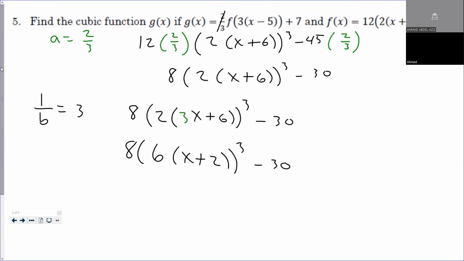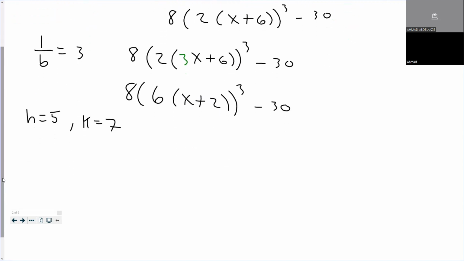And that takes care of this 3 inside that g of x. And the last thing I have is an h value of 5 and a k value of 7. And I'll apply that as well to the last formula that I have. Is 8 times 6 times x plus 2 all cubed minus 30.